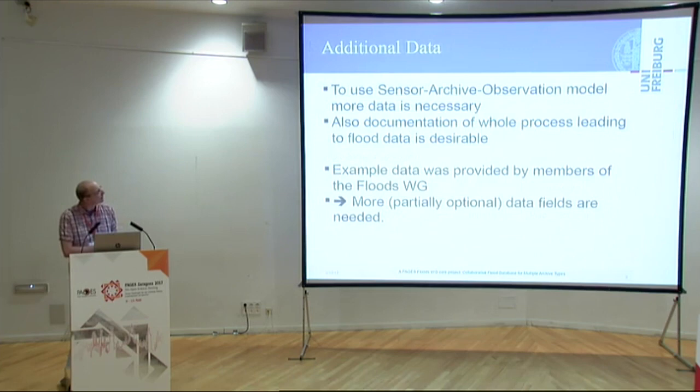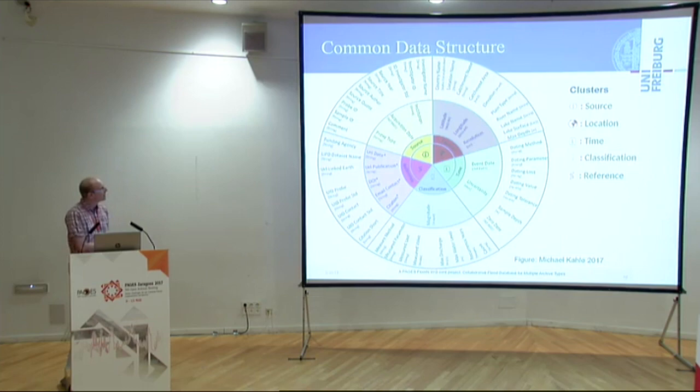But, of course, if you want to do this, you need more data. But more data also means that you document the whole process better. So from a scientific approach, this is also very good. Then we get some example data by members of the floods working group. Then we get a lot more data fields that are necessary. This is the inner circle with the must-haves that you need to provide. And then there are a lot of additional things that you can provide, or depending on the archive types, you can also keep them empty.